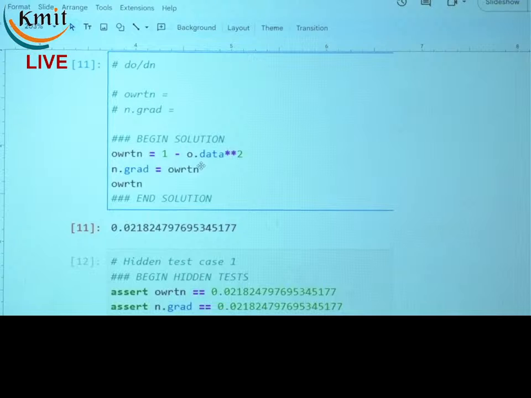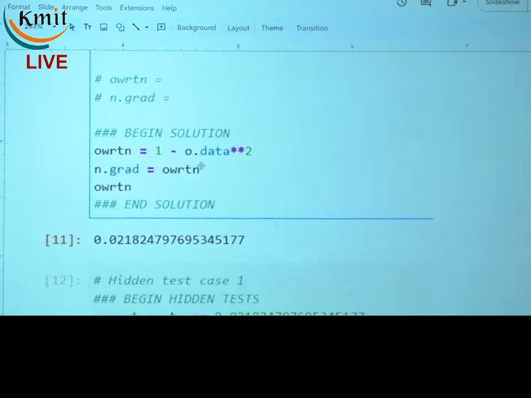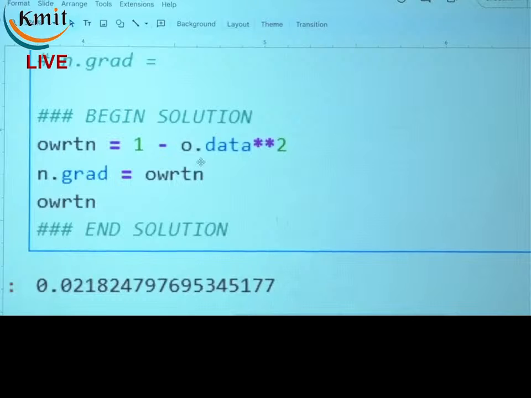Sripooja, can you zoom in a little bit? Yes.